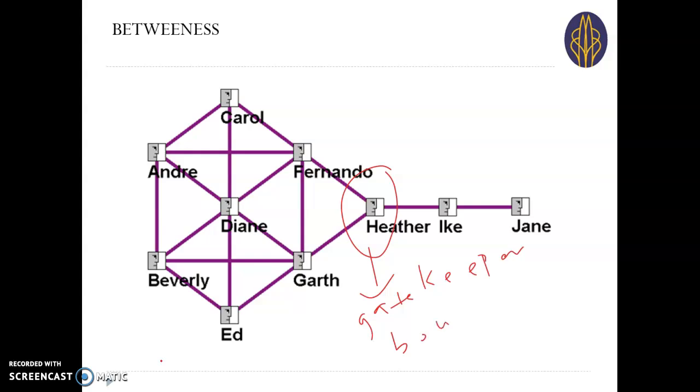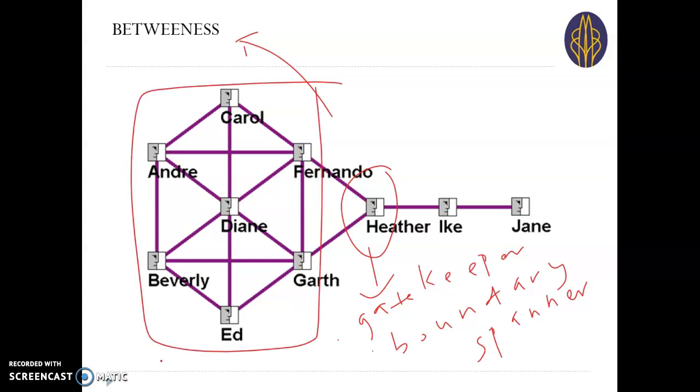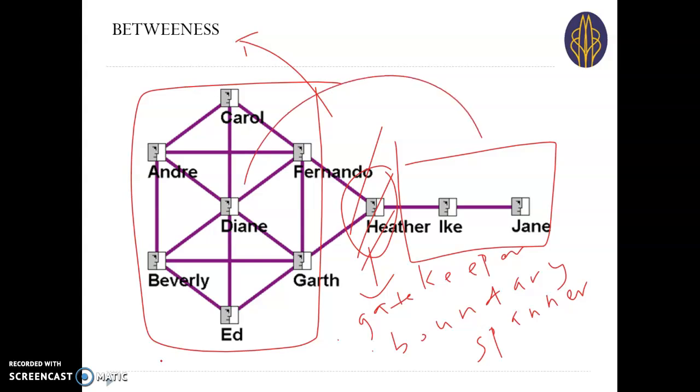which means that Heather is the boundary spanner between groups. That's where we found out, using the betweenness centrality measure, a person that sits between two groups of people. This is one group of people, this is another group of people. Heather can stop this group from sharing any info with Ike and Jane, and Heather could also stop the other way around, from Ike and Jane sharing info with this group. So she's like the gatekeeper between these two groups. So using the centrality measure of betweenness, we found out that Heather is the gatekeeper or boundary spanner.